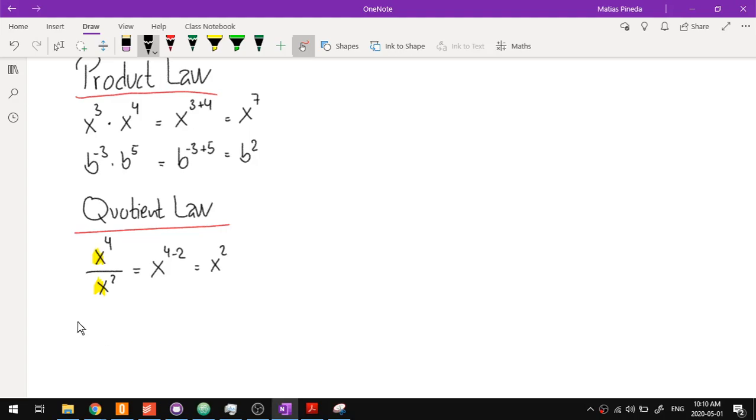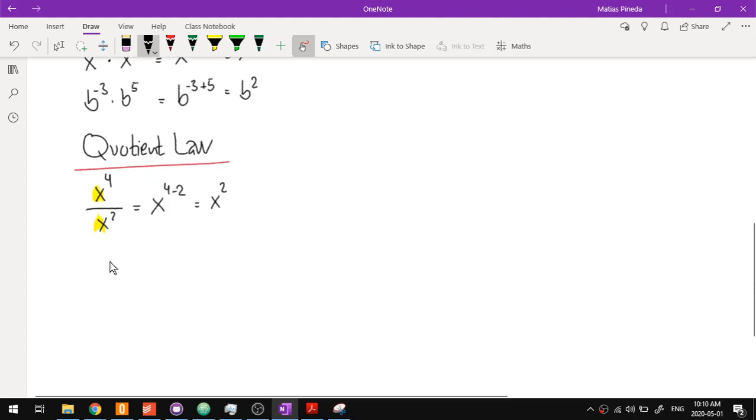Here's another example. If we're dealing with negative exponents, we can have x to the power of negative 2 over x to the power of 6. The bases are the same, so we can subtract the exponents. It's going to be negative 2 minus 6, which equals x to the power of negative 8.